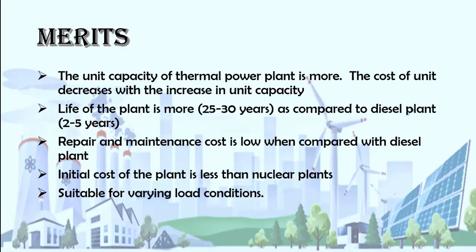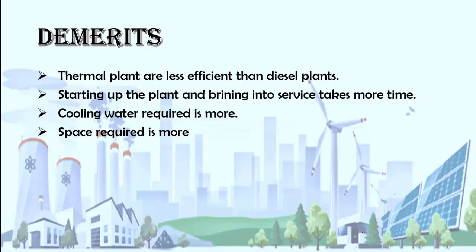Then the initial cost of the plant is less compared to the nuclear power plant. When it is compared to the diesel power plant, the initial cost will be very high, but compared to the nuclear power plant, the initial cost will be very less. Right? Then the demerits. Thermal power plants are less efficient than the diesel power plant, where a new thermal power plant will have an efficiency of only 25 to 35 percent.